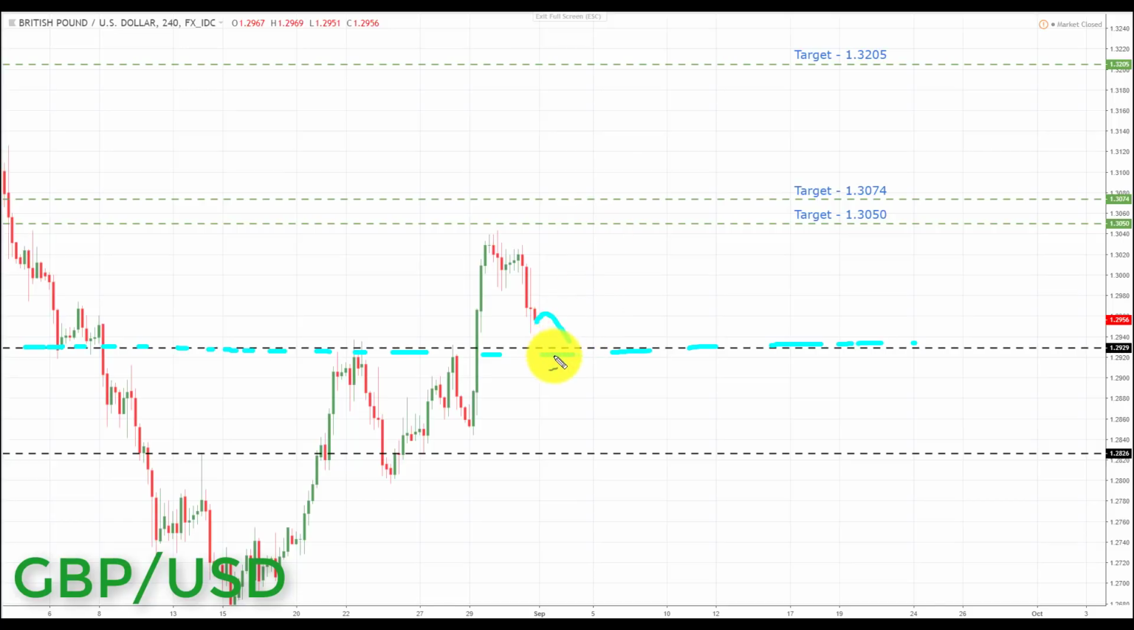This is going to be a great place to start to look for bullish formations and patterns and entries in this area. And we're going to be looking at initiating longs up towards the target set, the 1.3050. And if we get a breakthrough here, we're looking up towards the next key area of resistance to the upside and the target set at the 1.3074.